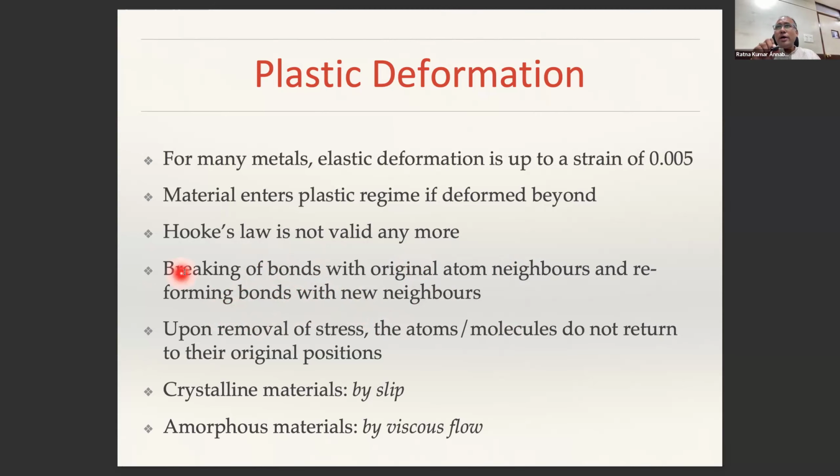And once a new bond is established with a neighbor, if you remove the stress, the material will not break the new bond and form a bond with the original neighbor. It will remain there. That means the material is not the same material it began as. So during plastic deformation, the material keeps changing because it is changing its neighbors. They do not return to their original positions upon removal of the stress.